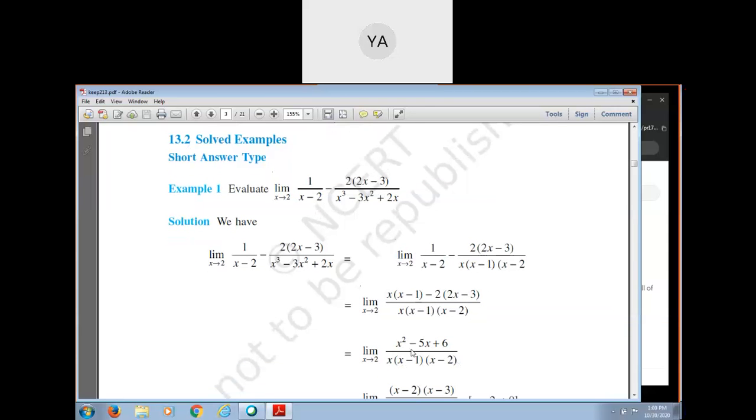Then this one will be x square minus 5x. Now break this term. After breaking, we get x square minus 5x plus 6, over x into x minus 1 into x minus 2.